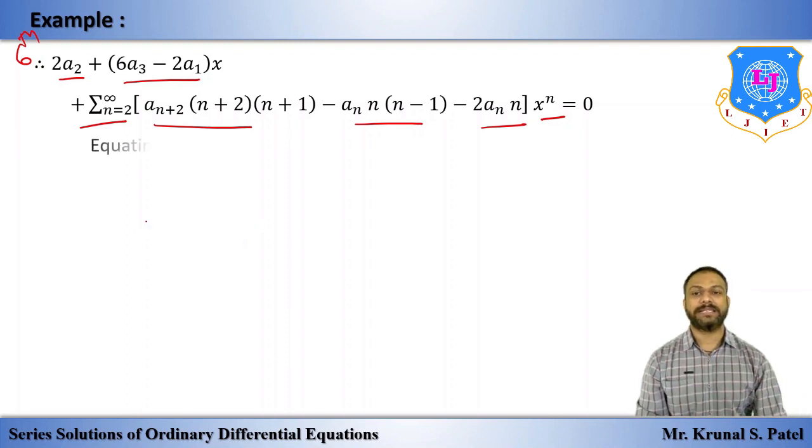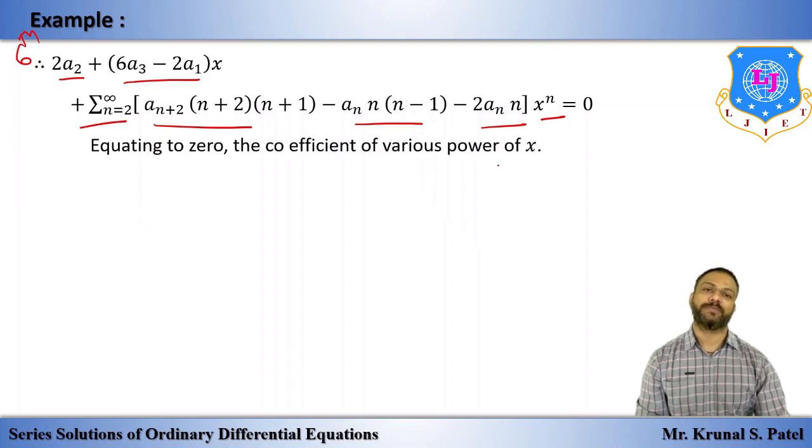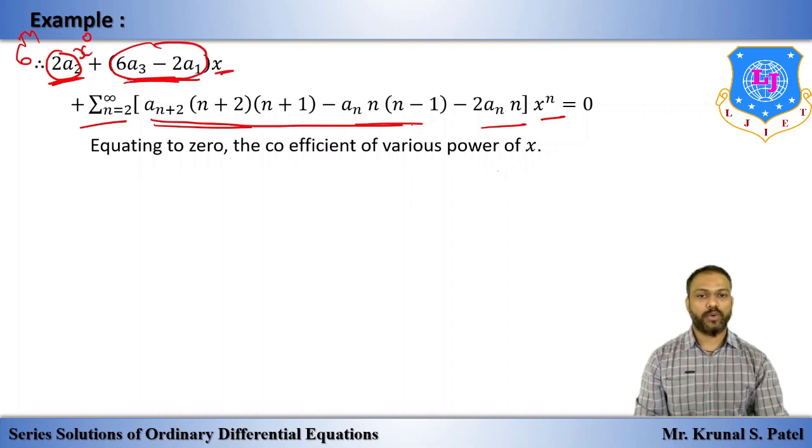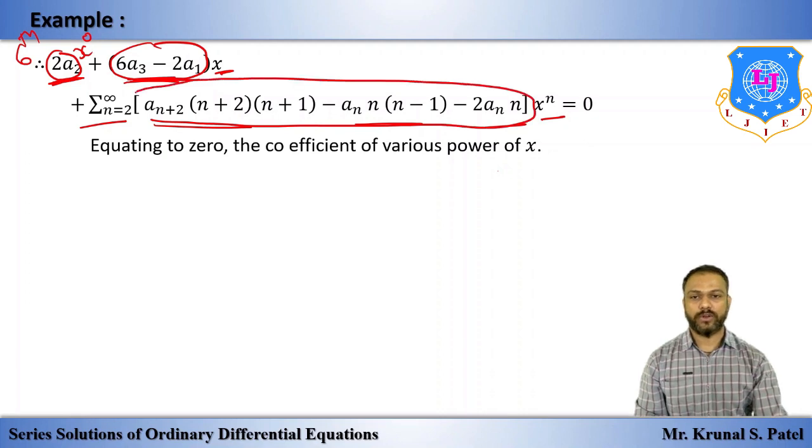Now the seventh step is equating to zero the coefficient of various powers of x. Just follow this step only, so it will make it so easy for you. So now equating the coefficient of various powers of x. This is the coefficient of x raised to 0, so we'll equate this equal to 0. This is the coefficient of x raised to 1, so we will take this equal to 0. And this is the coefficient of x raised to n, so we take this equal to 0.